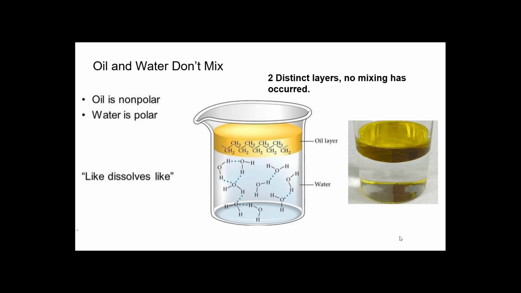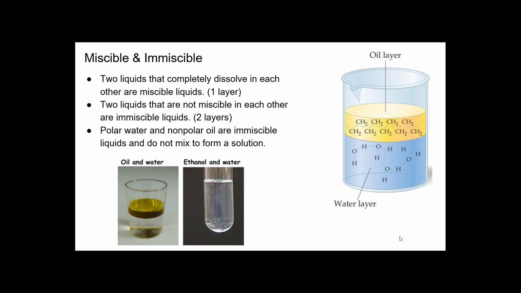You guys have seen this. If there are two layers, that means they don't mix. If you see one layer, they mix. The words that we use are miscible and immiscible. That's what we were just looking at last week. I just didn't discuss the words because it wasn't really brought up. But if you have two layers, then they are immiscible in each other. And if there is one layer, then they are miscible.